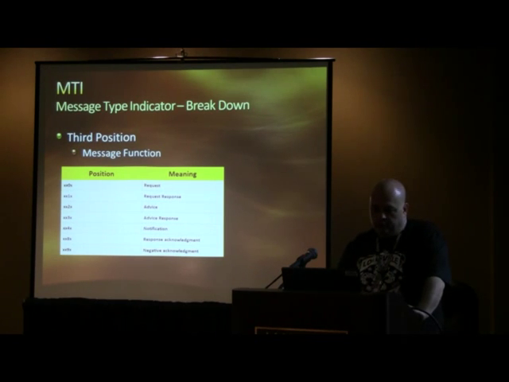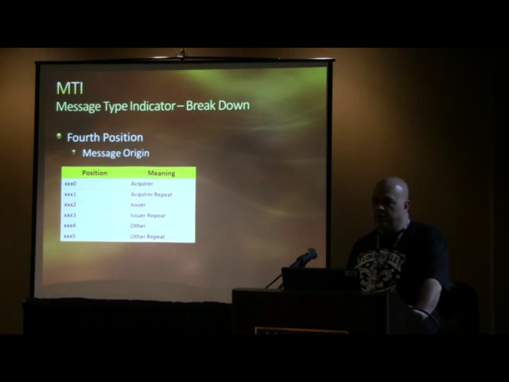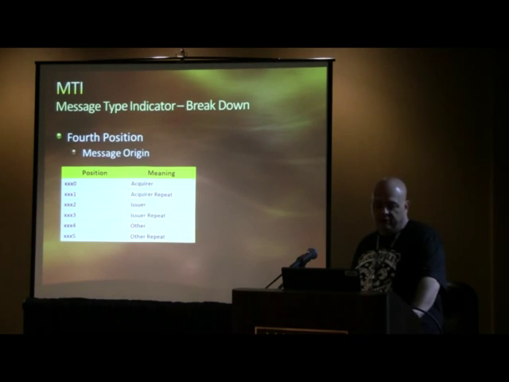I'm going to go into the fourth position here. And this is the message origin. Most of the time you'll see zeros at the end if it's being sent from the point of sale or the acquirer, which means it's the ATM or the point of sale machine or the acquirer sending the message. A 1's a repeat if they don't get an answer within a set amount of time. I do believe, according to PCI DSS, it's 7 seconds, I think, you have to get a response right now when you make a request. 2 is an issuer, 3 is an issuer repeat, 4 is other, and 5 is an other repeat.